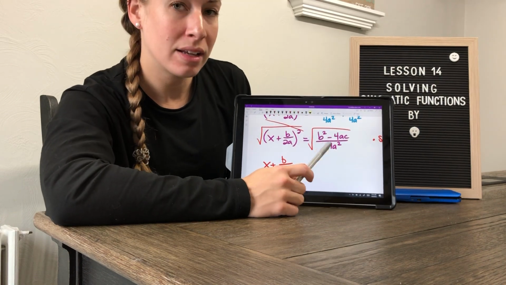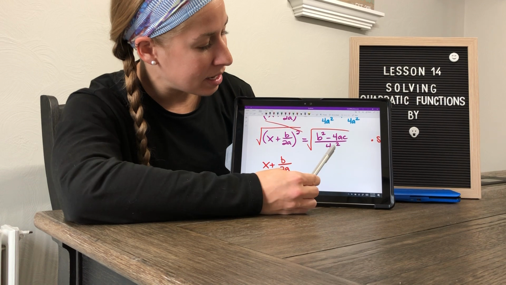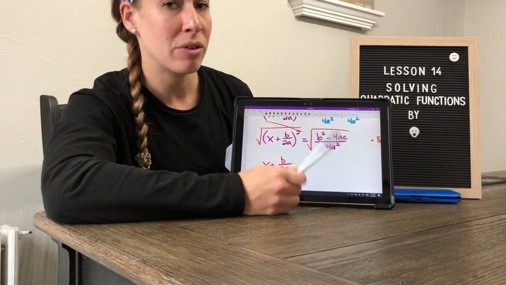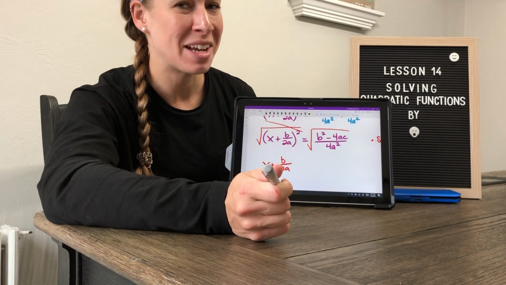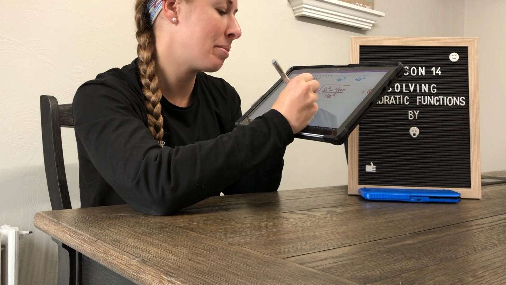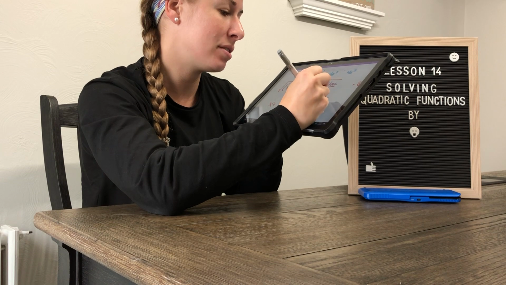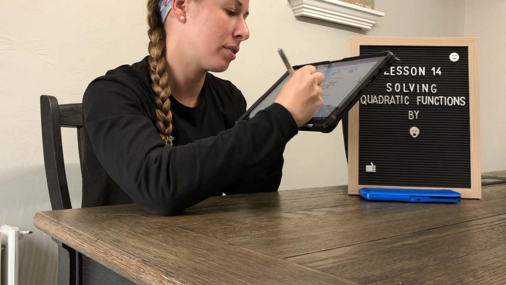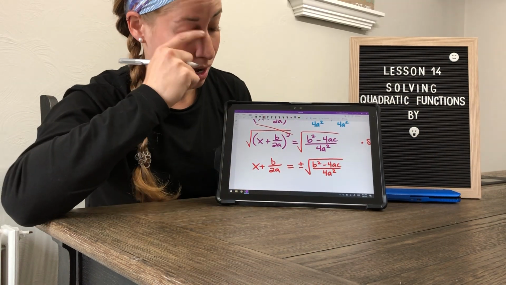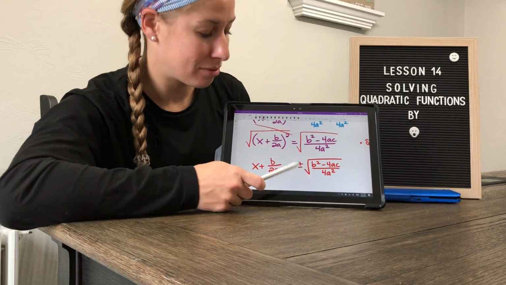On the right side, had we been doing this with numbers, b, a, c, a, and a 4, those are all numbers. So this would just be the square root of a number. And what do you need to remember when you're taking the square root of a number? Plus or minus sign. So we have plus or minus the square root of b squared minus 4ac over 4a squared. All right. So it's a little messy, right?